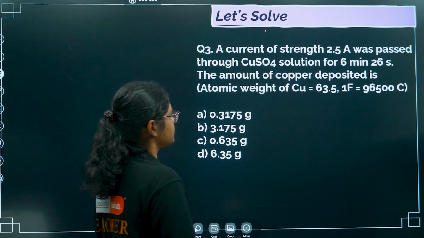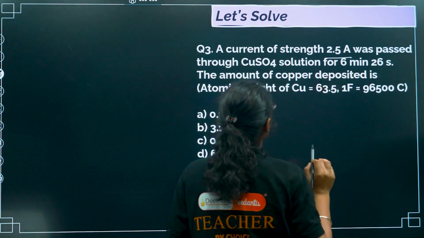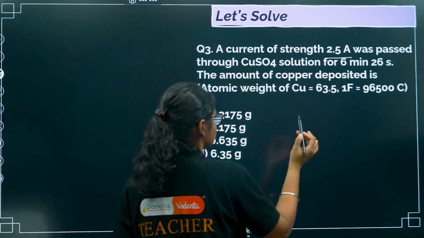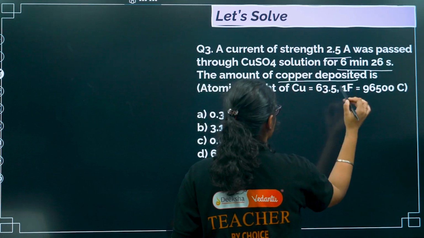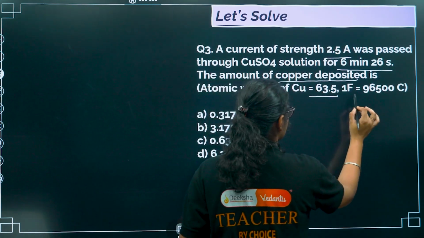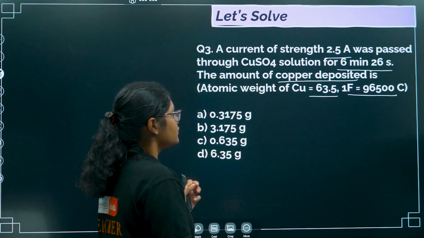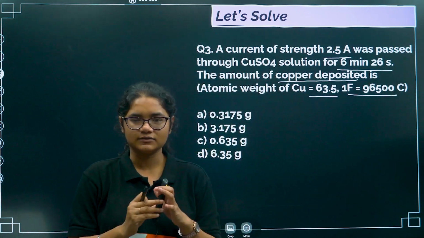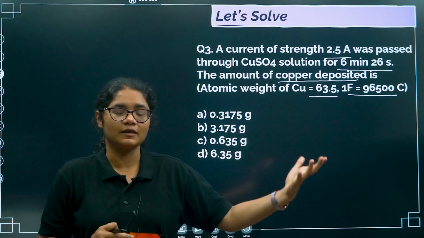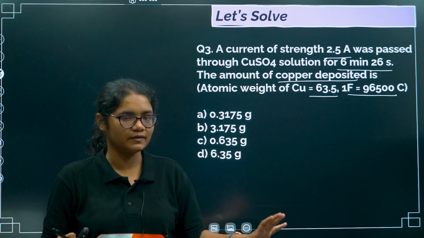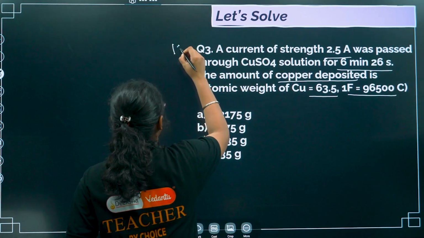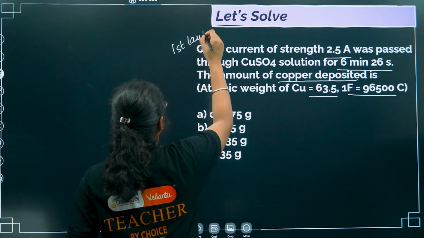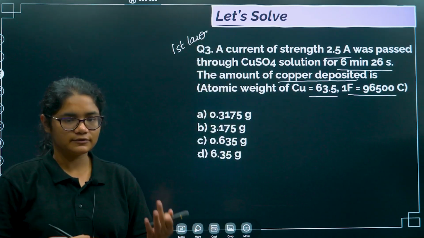A current of strength 2.5 ampere was passed through copper sulphate solution for 6 minutes and 26 seconds. The amount of copper deposited is asked; atomic weight of copper is given, 1 Faraday is given. So here you see there is no series type thing, or one mass deposited and another mass asked. If such things are not there, then you can easily guess it is from Faraday's first law, right? Okay, so now let us try to solve this one.